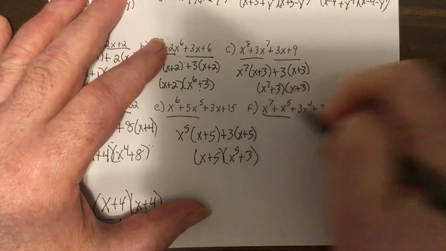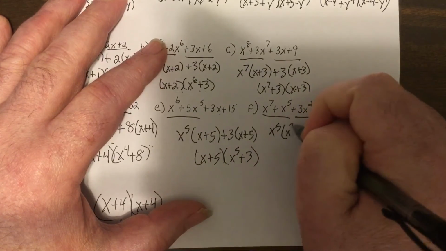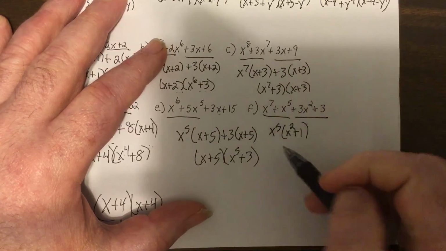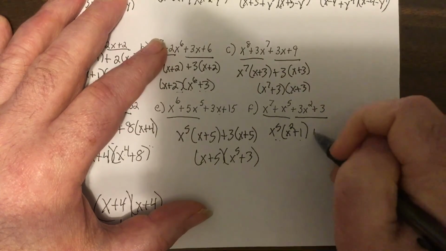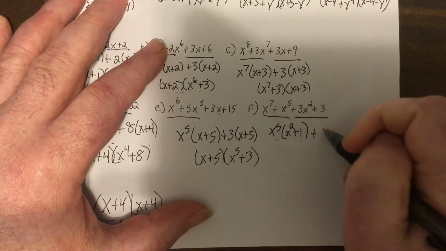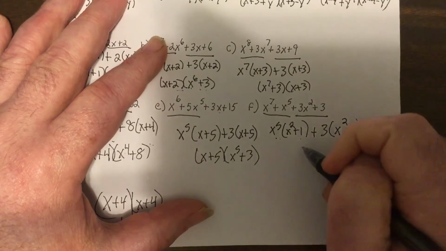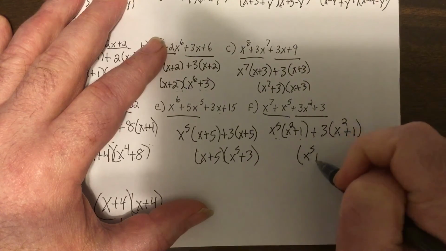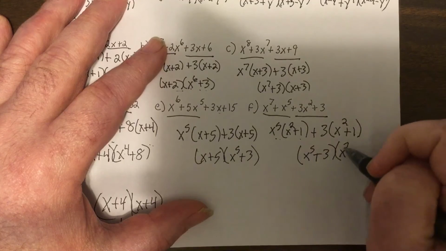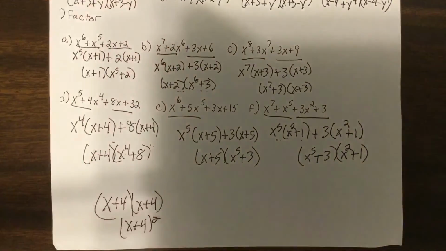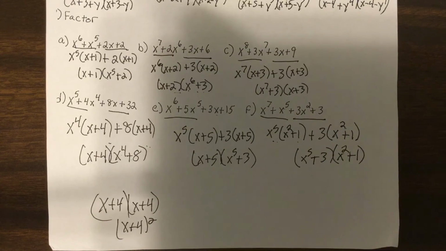This one, factor out x to the 5th. It'd be x squared plus 1, because when you multiply two things with the same base, you add. Plus factor out a 3, and the common term is x squared plus 1. So, a little bit of work to it.